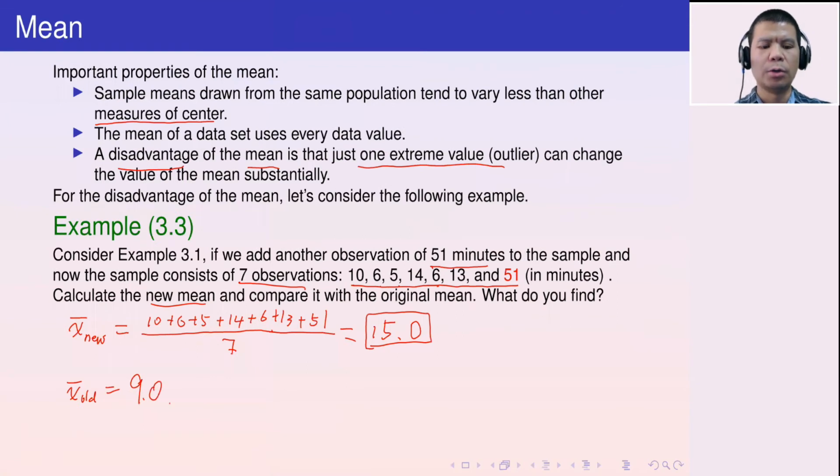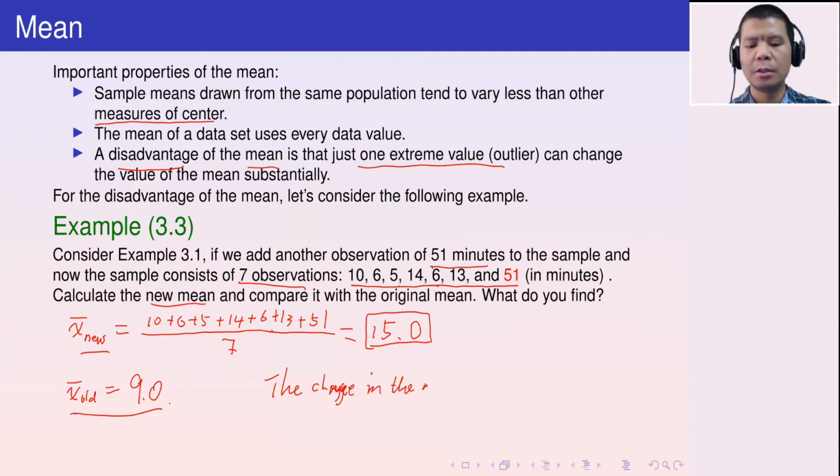9.0. So as you can see, this is new, which is 15.0. This is old. This is 9.0. So let's compare them, right? As we can see, the change in the mean is what? It's x new bar minus x old bar equals 15.0 minus 9.0 equals 6.0.